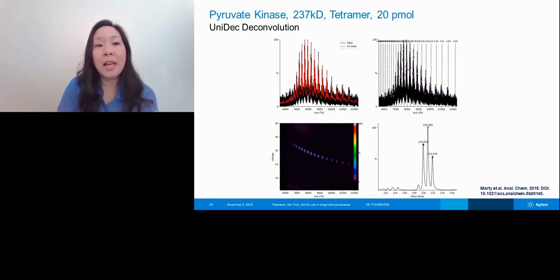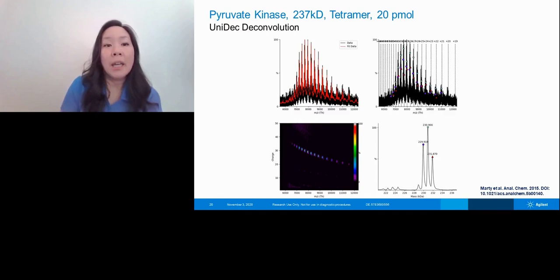So here we look at pyruvate kinase. You can see the fit data overlaid onto the raw data itself, and the annotations of the charge envelopes. And you'll see different types of annotations there, which correspond to the different peaks. And then you can see the heat map, and the deconvoluted mass for pyruvate kinase. Again, at 20 picomoles on column.